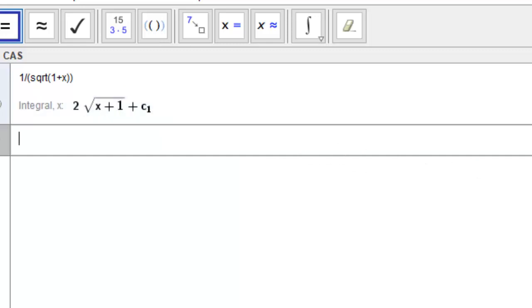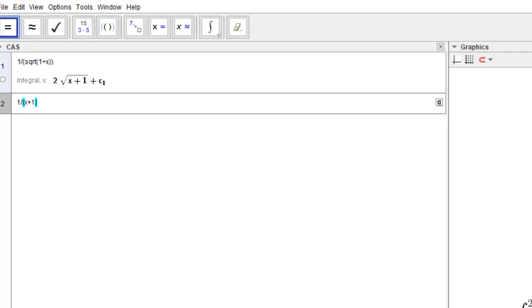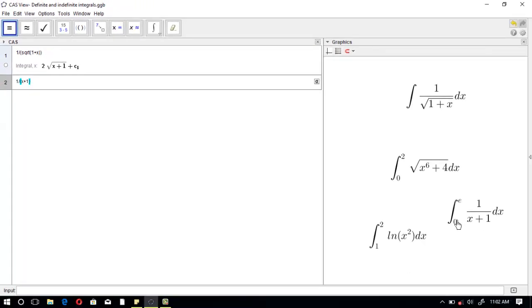Now what if you want to evaluate a definite integral? So repeat the same process. So we want to evaluate 1 over square root into bracket x plus 1. Now this is a definite integral, and the lower boundary is 0 and the upper boundary is e.